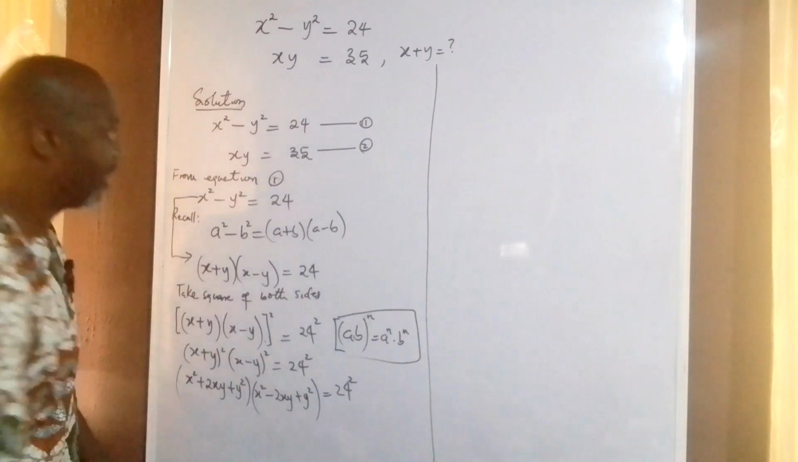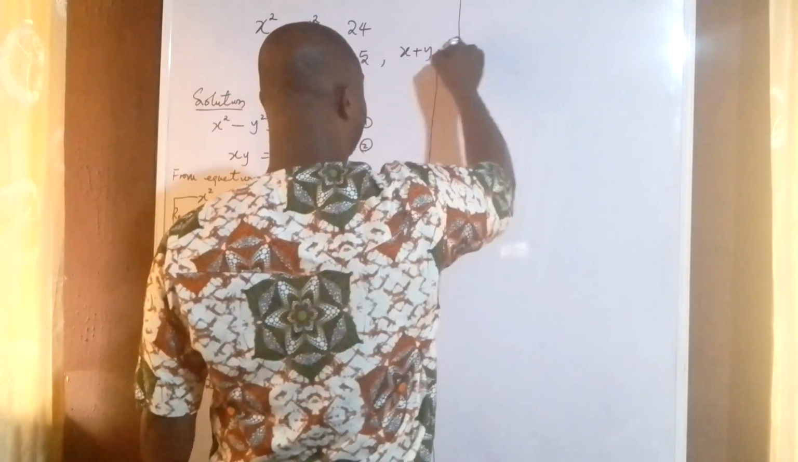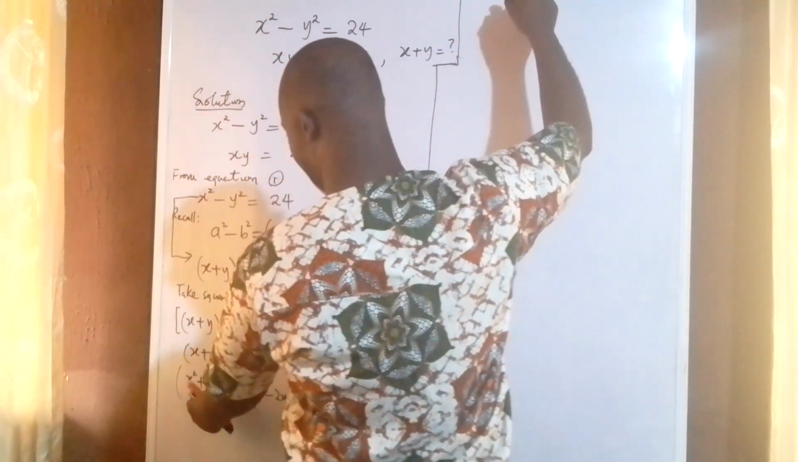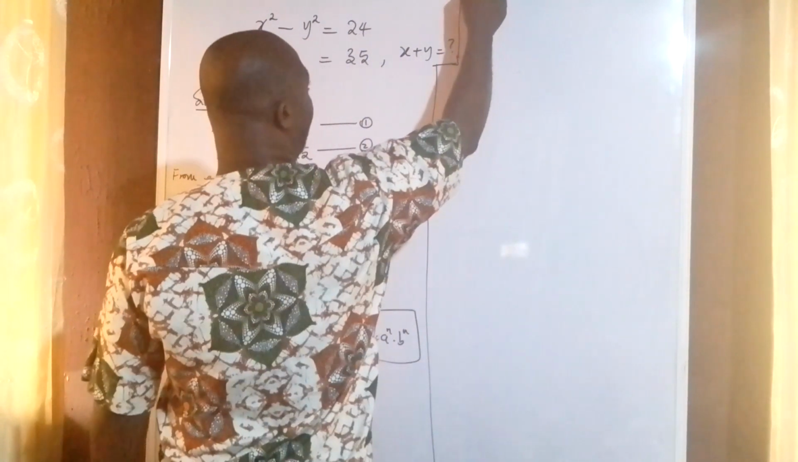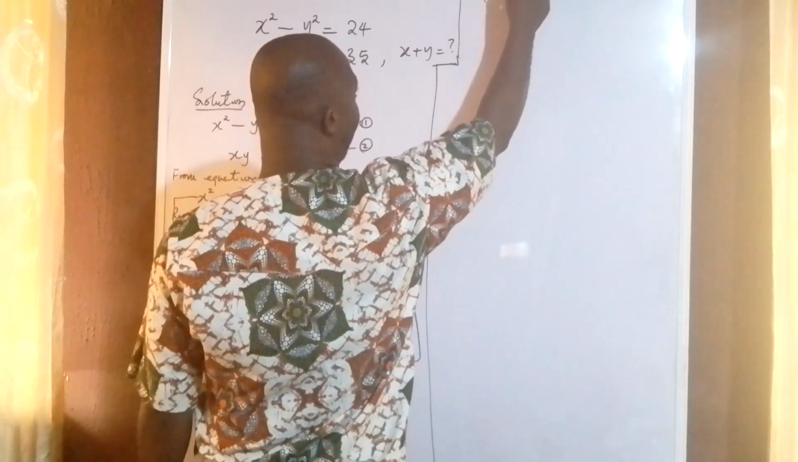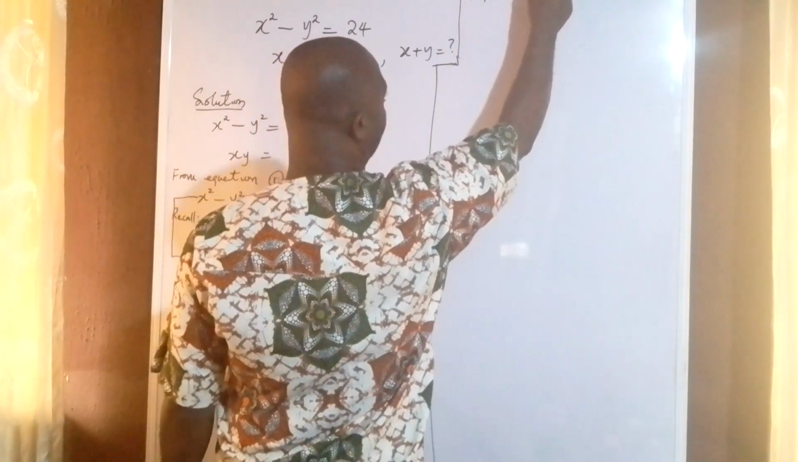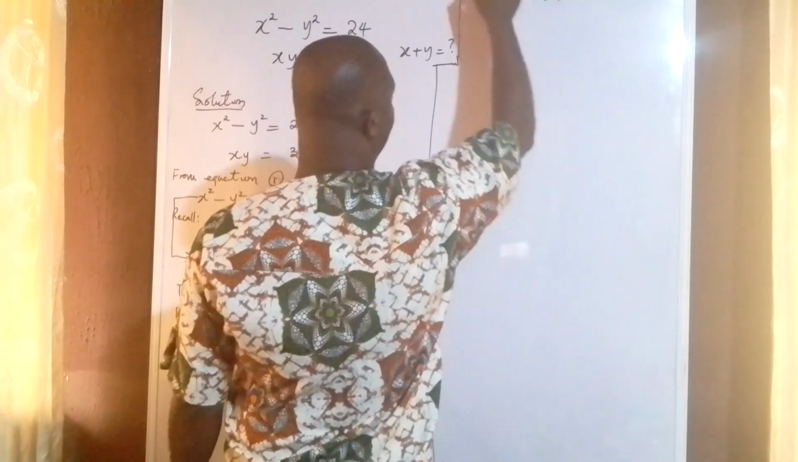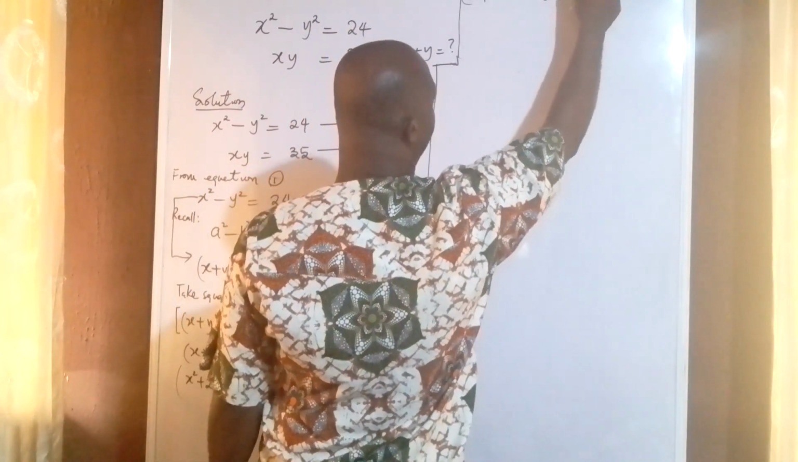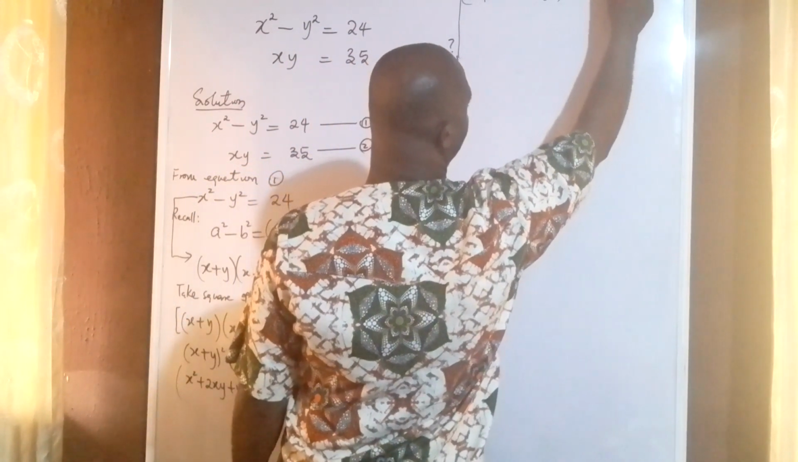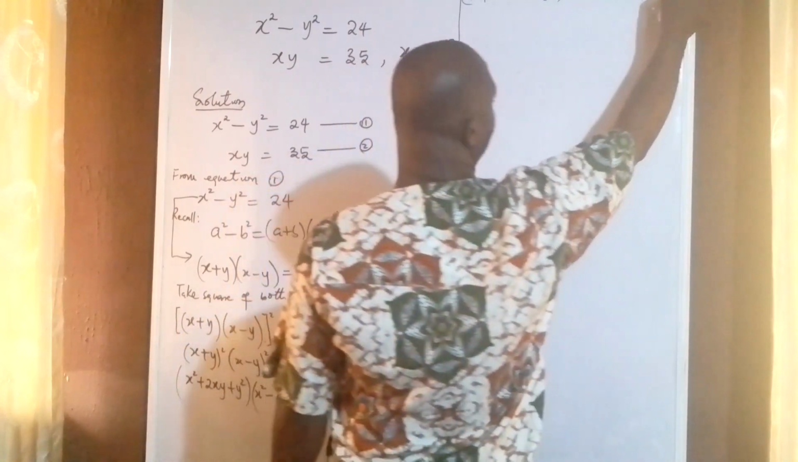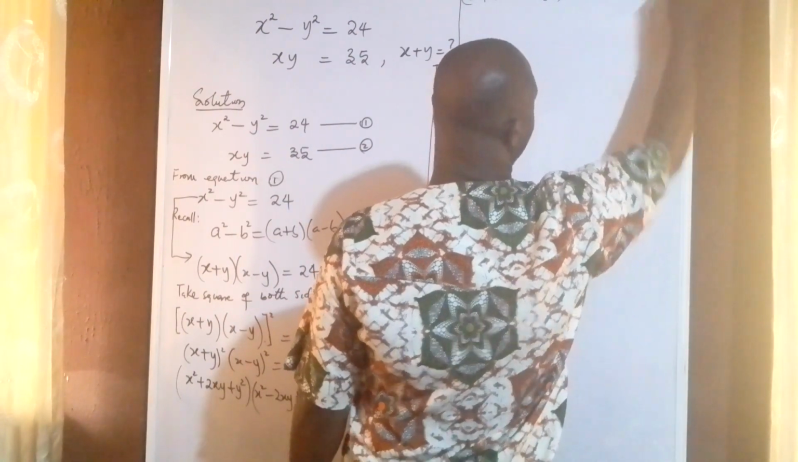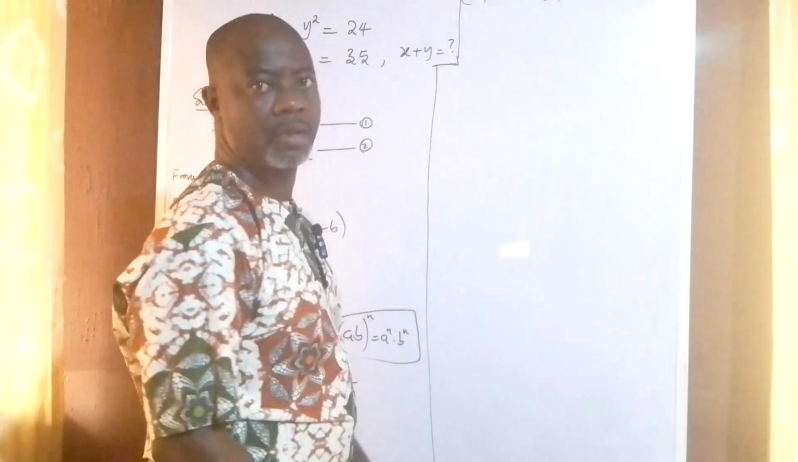So that will come in handy here. So xy is 35, and so from this end I'm going to have x squared plus 2 times 35 plus y squared, then of course x squared minus 2 times 35 plus y squared, all in bracket, equals 24 squared.